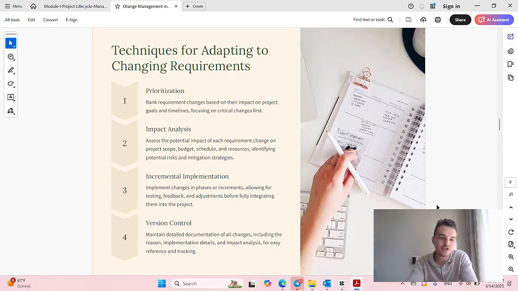You need to implement changes in phases or increments and allow for testing, feedback, and adjustments, because you should not be doing changes just for the sake of change. You need to make sure that change is still needed, and you need to make sure that the feedback is provided for everything. Version control is about the baselines and is about maintaining the initial phase and scope.